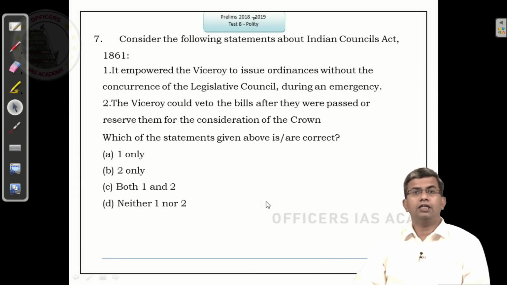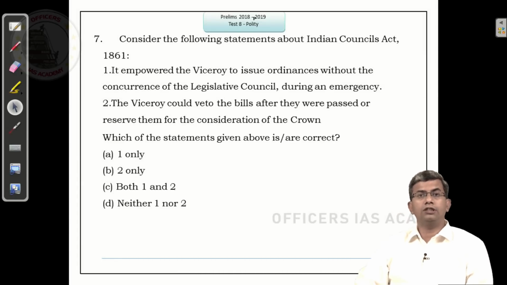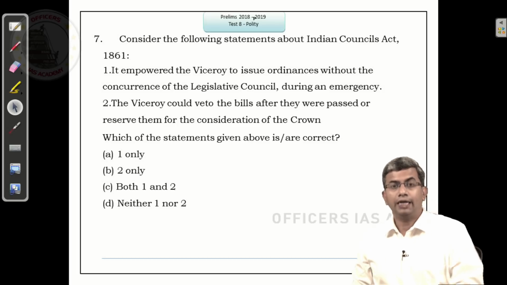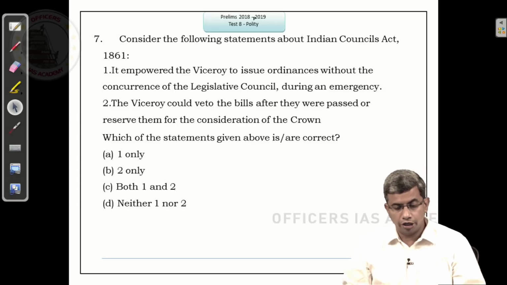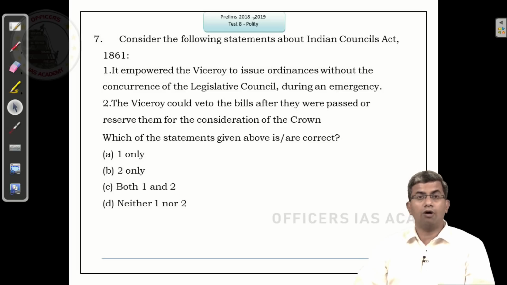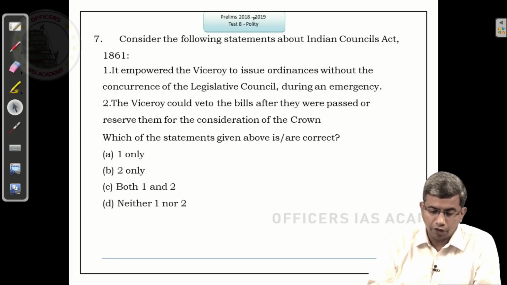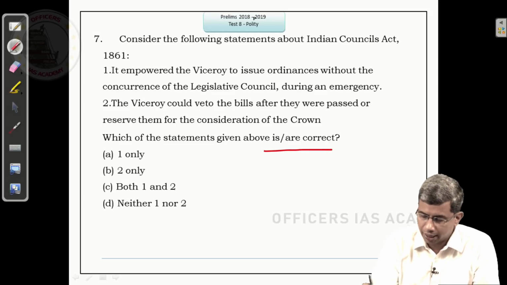Moving on, consider the following statements about Indian Councils Act of 1861. It empowered the Viceroy to issue ordinances without the concurrence of Legislative Council during an emergency. The Viceroy could veto the bills after they were passed or reserve them for consideration of the Crown. Which of the above statements are correct?